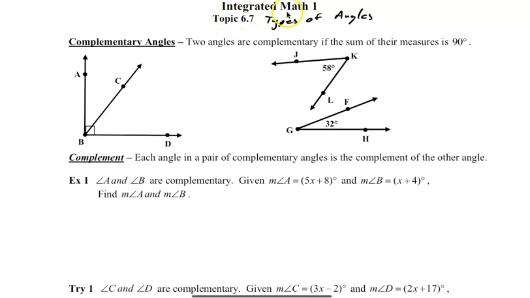In this lesson we're talking about types of angles and how to solve them. So first up, complementary angles. Two angles are complementary if the sum of their measures is 90 degrees. So if they add up to be a 90-degree angle, they're complementary.